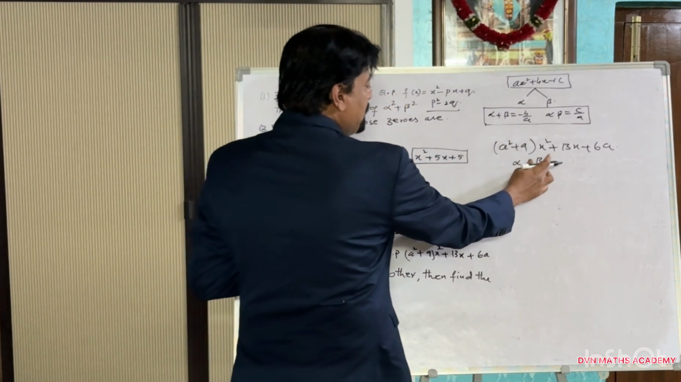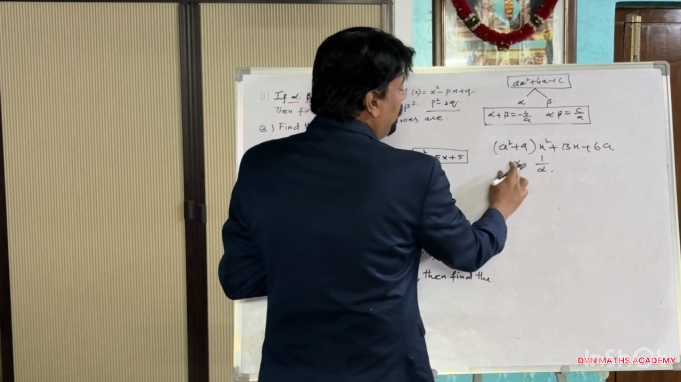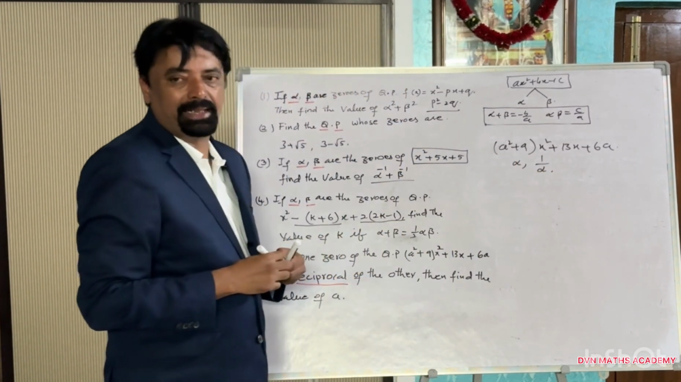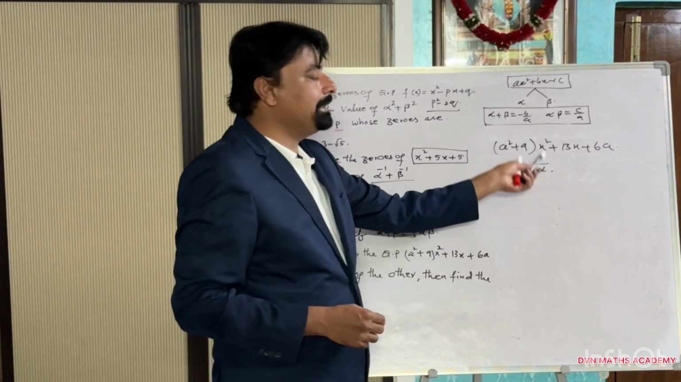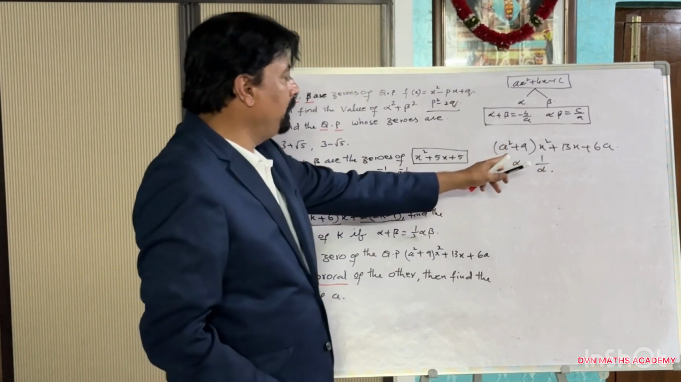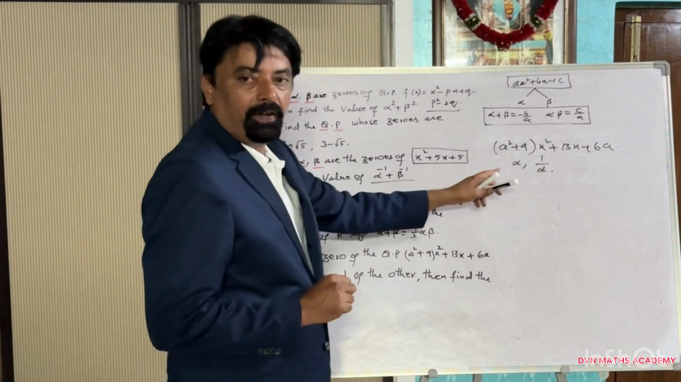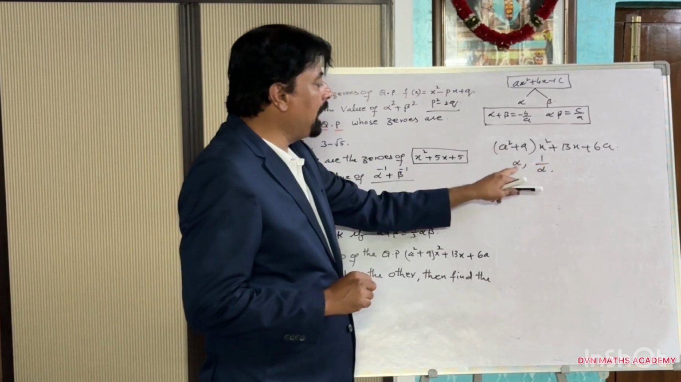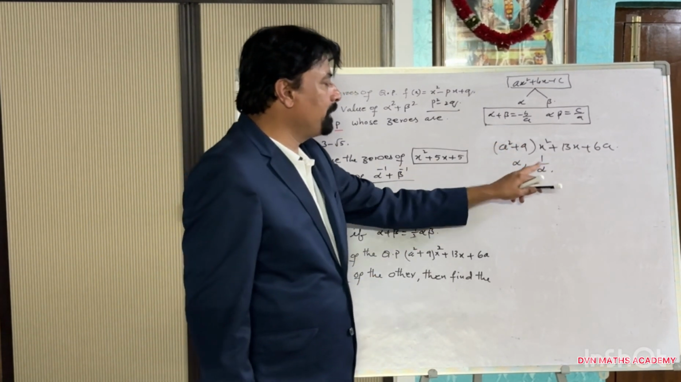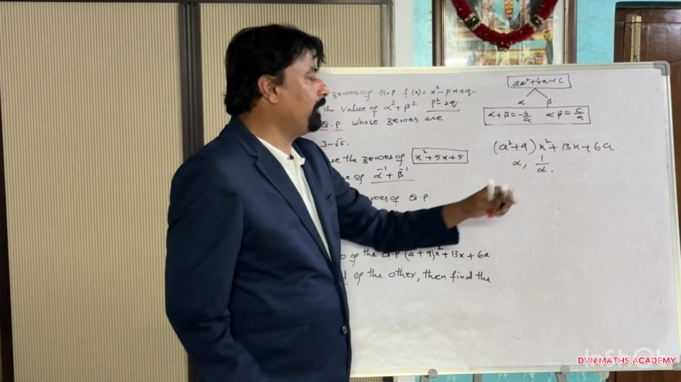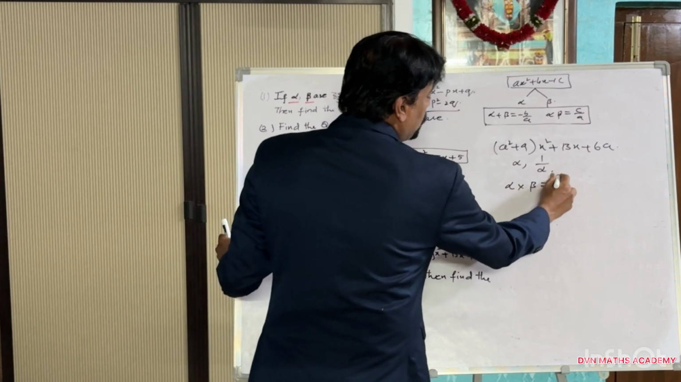But here one zero is the reciprocal of the other, which means the second zero should be 1 by alpha, because both are reciprocals of each other. So the first zero is alpha. If the first zero is alpha, then the second zero is the reciprocal, that will be 1 by alpha. If by reading this question we can say that alpha and beta are the zeros, then alpha into beta is equal to c by a, you know. But the product of two reciprocals you will get 1. Therefore, alpha into beta should be equal to 1.